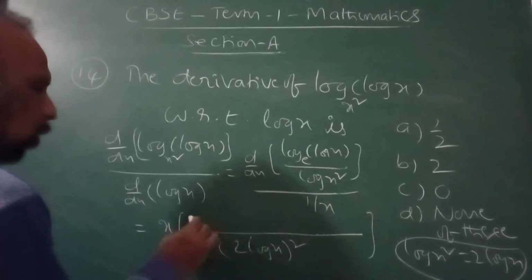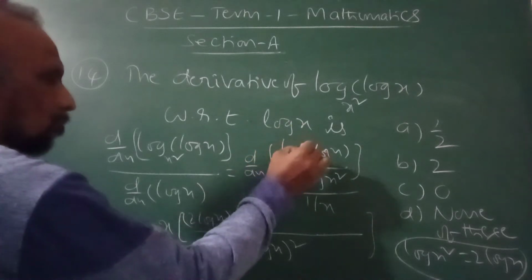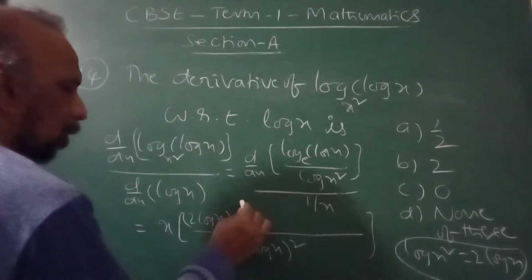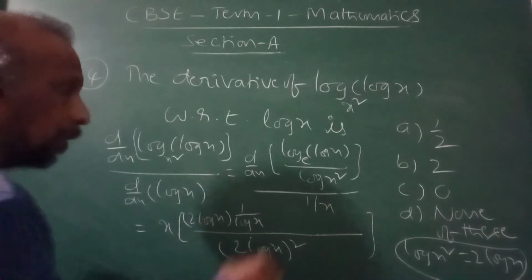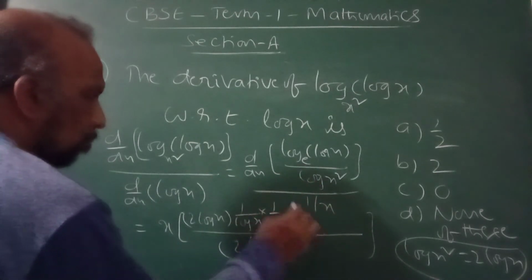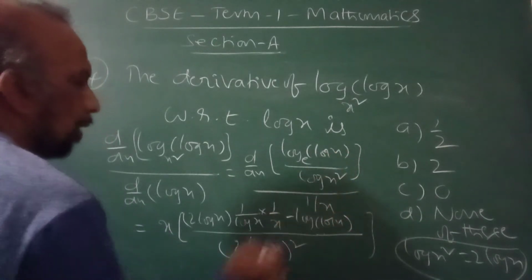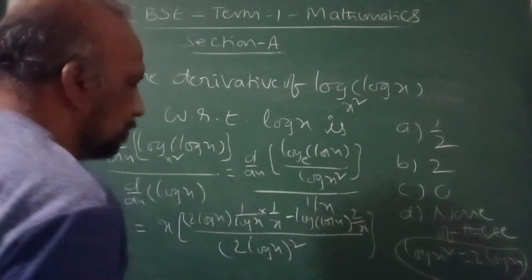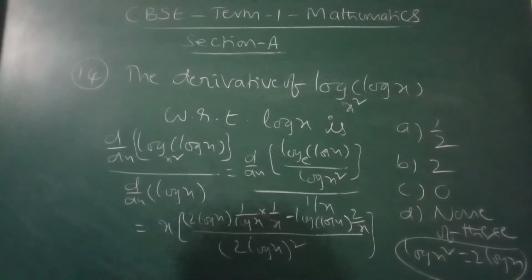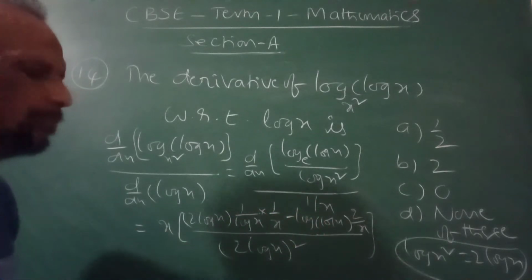Now you can check that this is 2 log x. The derivative of this, you will get 1 by log x, times the derivative of 1 by x, minus log of log x into the derivative of 2 log x, which is 2 by x. You can check that here. I can take 1 by x common.